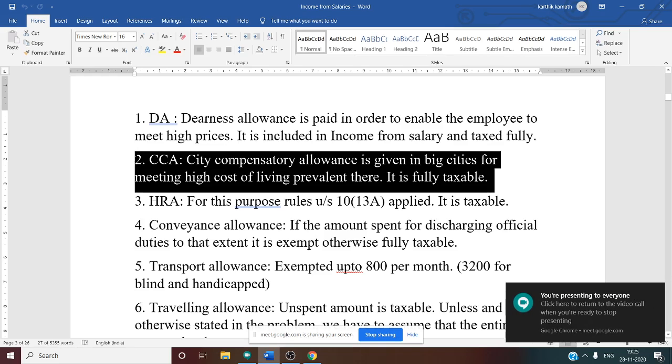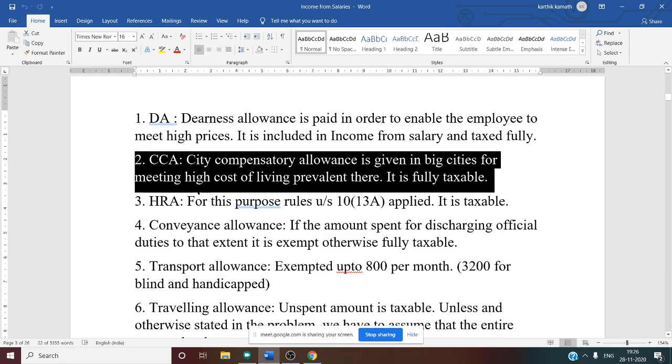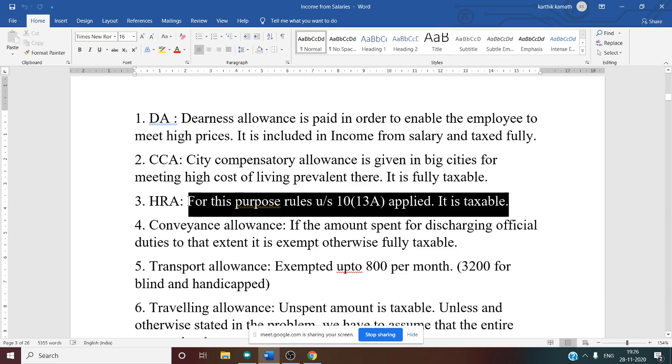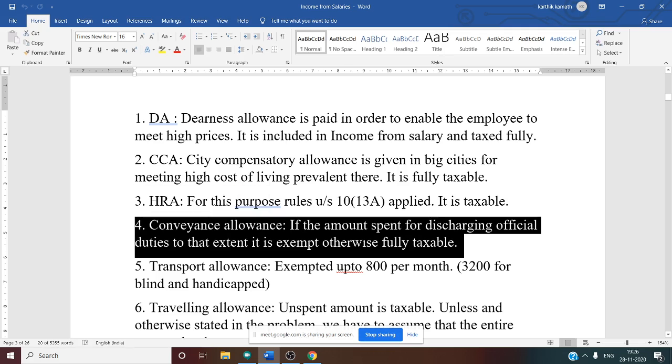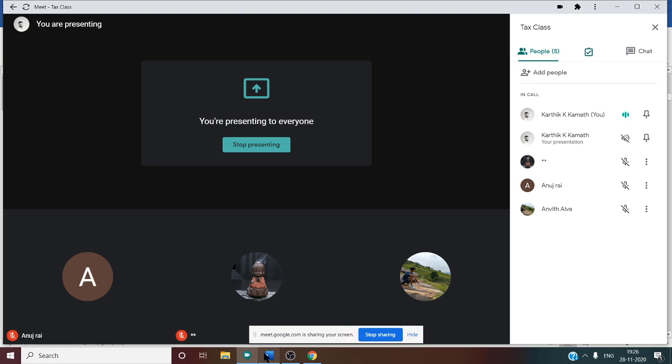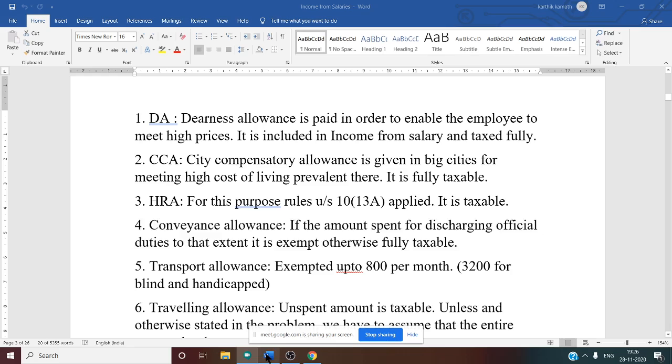Similarly, CCA means City Compensatory Allowance. Again, it is given in big cities for meeting the high cost of living prevalent there. It is also fully taxable. HRA, you know, we have already discussed in the previous chapter. Section 10 clause 13A rules we have to apply. Certain portion is exempt, remaining is taxable. Then conveyance allowance means it is an amount spent for discharging official duties. To that extent it is exempt. That means for official duties there is no tax. Suppose you are using conveyance allowance for personal purpose, then it is taxable.